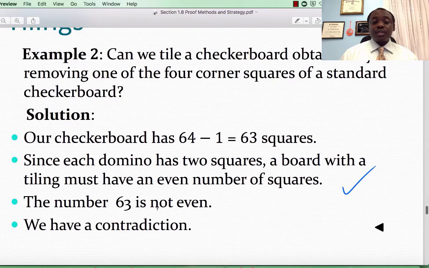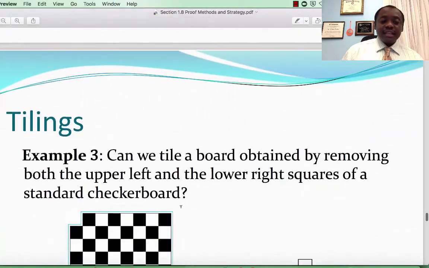Therefore, 63 is not even. We have a contradiction. That's not going to work. And even more exciting, example 3.